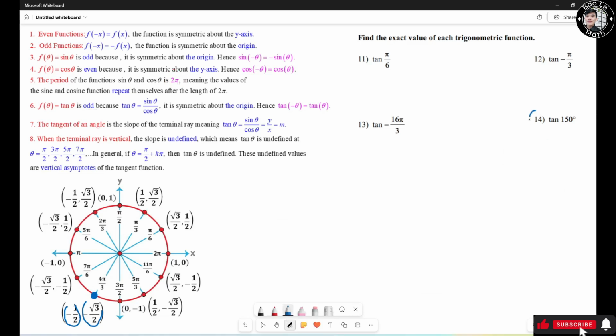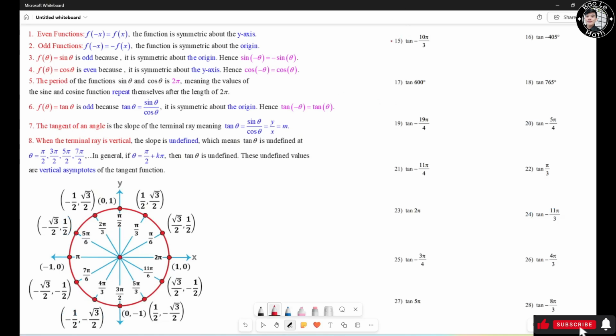Now let's take a look at this one right here, number 14. Tangent of 150 is the same thing as tangent of 5 pi over 6, right? So you have the point 5 pi over 6 right here. So it's going to be equal to sine divided by cosine, or y divided by x. So y equals 1/2 divided by x, which is negative root 3 over 2. So multiply the top and bottom by 2. So it's going to be negative 1 over root 3. And if you want to rationalize this one, it's going to be negative root 3 over 3, right?